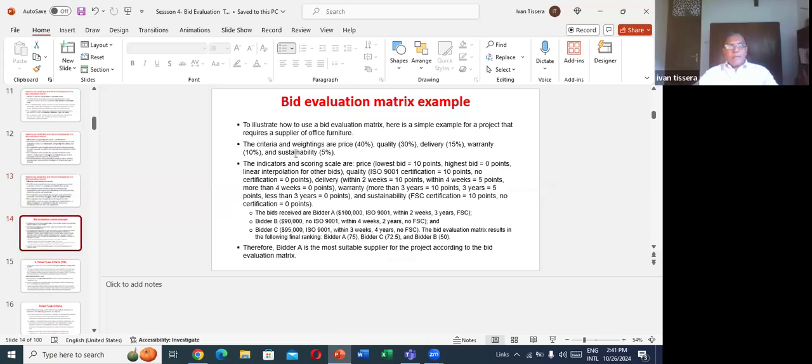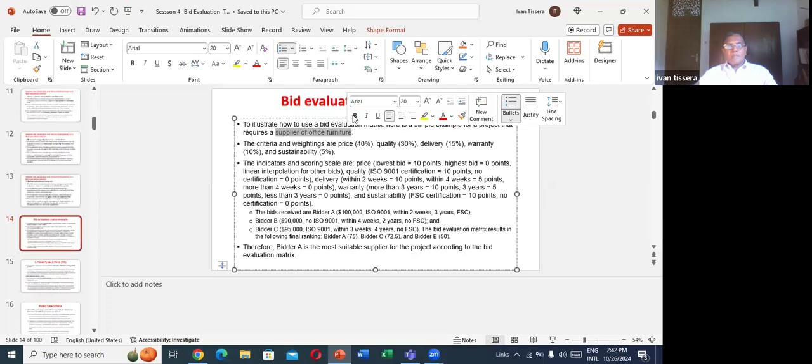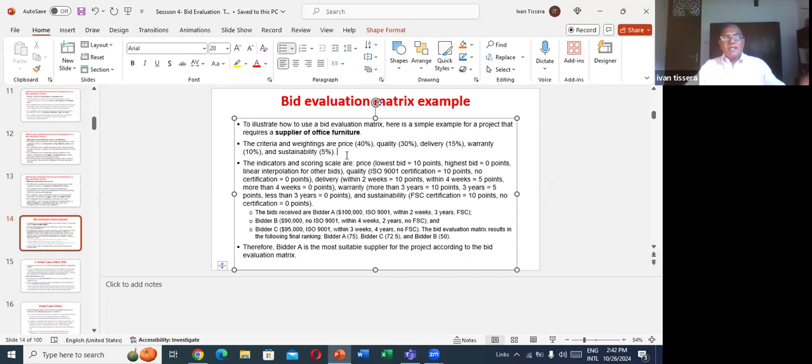Bid evaluation metrics, another example to illustrate how to use a bid evaluation metric. Here is a simple example for a project that requires a supply of office furniture. The critical criteria and weighting are price 40%, quality 30%, delivery 15%, warranty 10%, and sustainability 5%. Sustainability is a different thing we don't consider in our country yet. As I mentioned earlier, green and things like that come under sustainability.